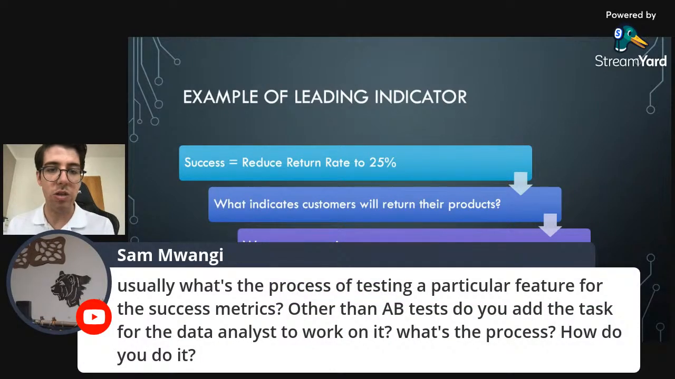Usually, what's the process of testing a particular feature for the success metric, other than A/B tests, or you add the task for the data analyst to work on it? What is the process? Well, it's the answer I don't like. It depends. But for me, the most important is to have user feedback. And it doesn't matter if you have few, because few is better than none. So for me, a prototype is a good one. You share with some users. Generally, from 6 to 8 is a good number, and then you learn from them, and then you see if it will work or not.